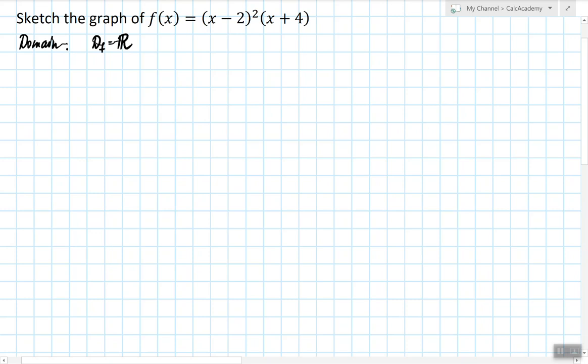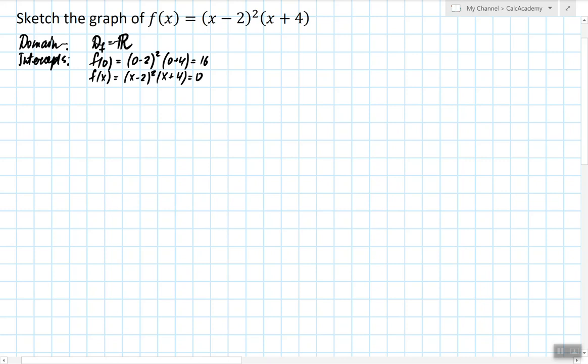Next, we try to get as many easy points as possible. So we look for the intercepts. To find the y-intercept, we simply set x equal to 0 and evaluate the function at 0. So the y-intercept is 16, and to find the x-intercepts, we set the entire function equal to 0 and solve for x values.